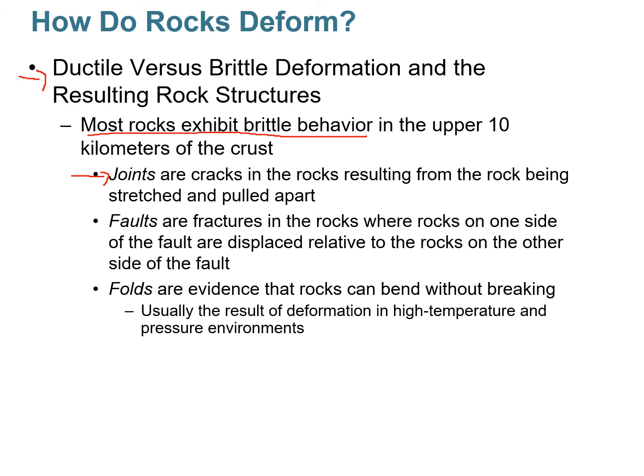Rocks form under tremendous pressure deep under the ground, and when you have uplift and erosion exposing these deep rocks, they expand outwards and they'll form these parallel joint cracks. Faults can also form. That's a type of brittle behavior, and these are just fractures in the rock where there's displacement. Okay, and then folds are when rocks ductilely deform. That's when rocks bend without breaking, and that typically happens in high temperature and high pressure environments, which means that's deep underground.